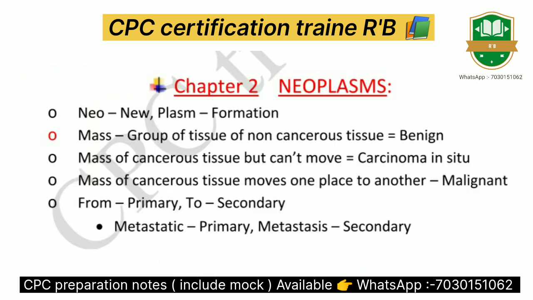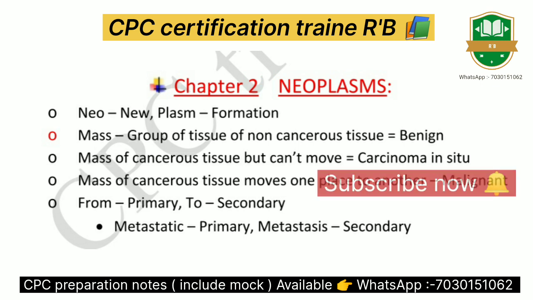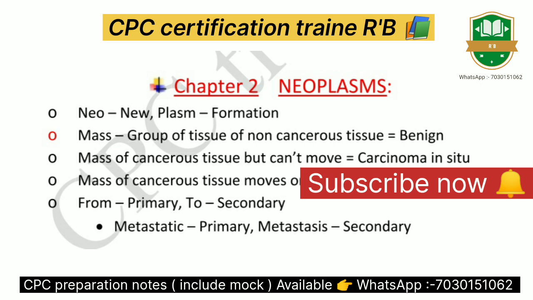Chapter number 2, neoplasm. Neoplasm means cancerous tumor. Okay. Then there are types, neoplasm types. First, malignant. Second, benign. Third, carcinoma in situ. Fourth, unspecified.